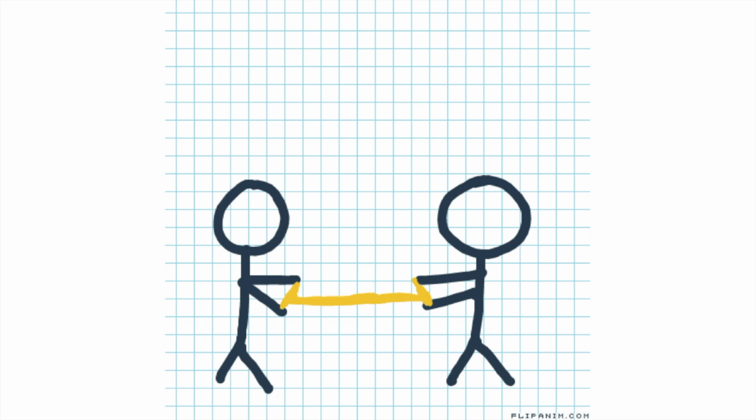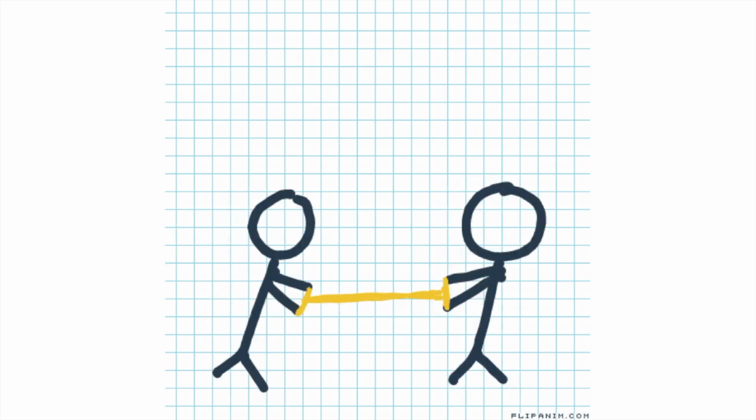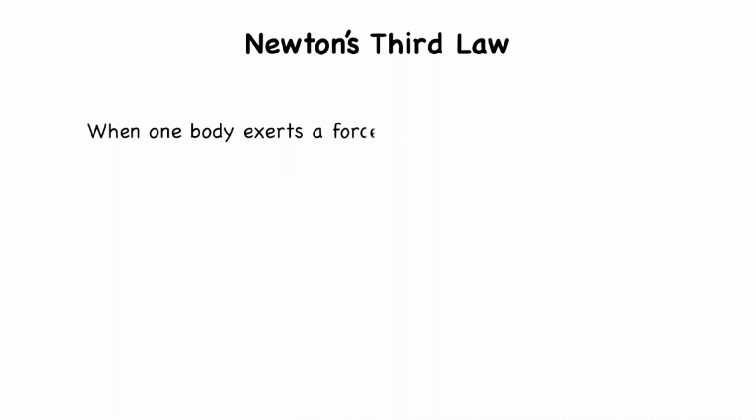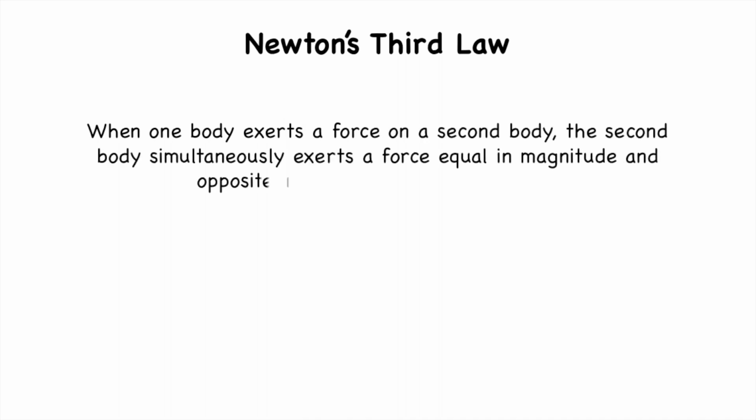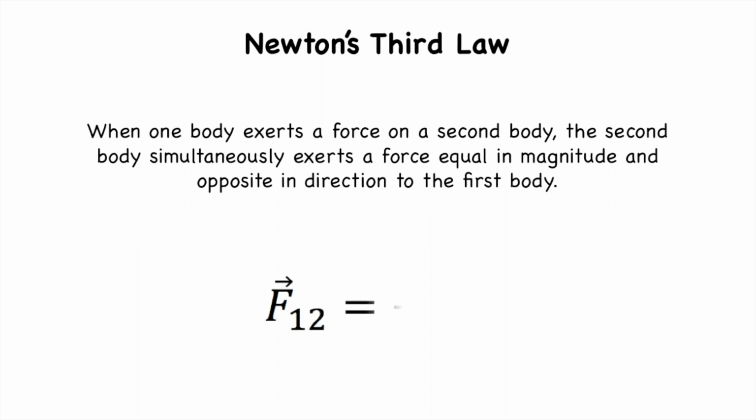But forces act on objects that are interacting with each other. So, as one object exerts a force on another, the other object exerts a force on the first one as well. These forces are equal and opposite. This is Newton's third law, also called the law of action-reaction. Mathematically, we can express it like this.